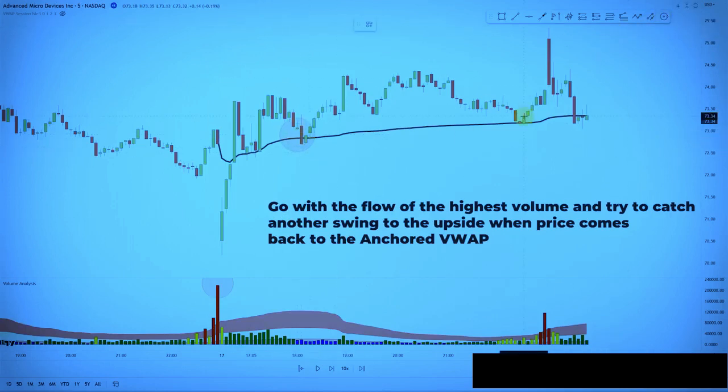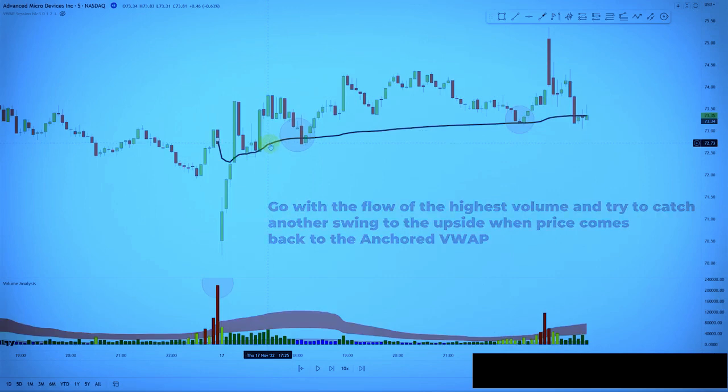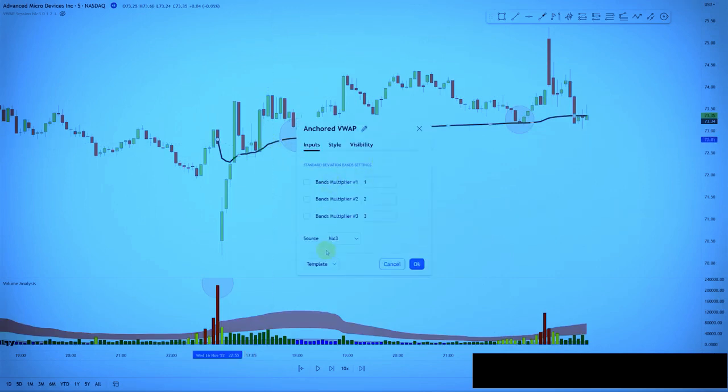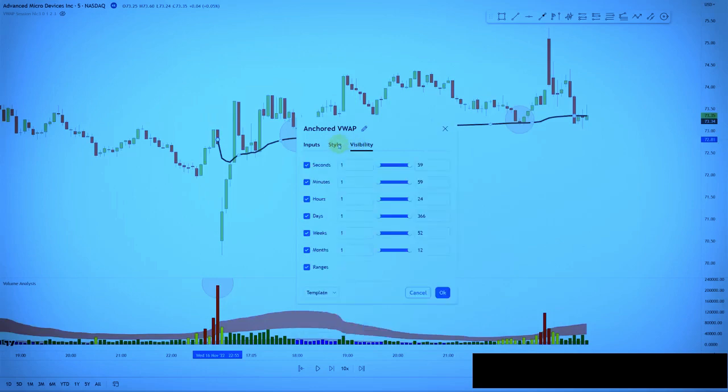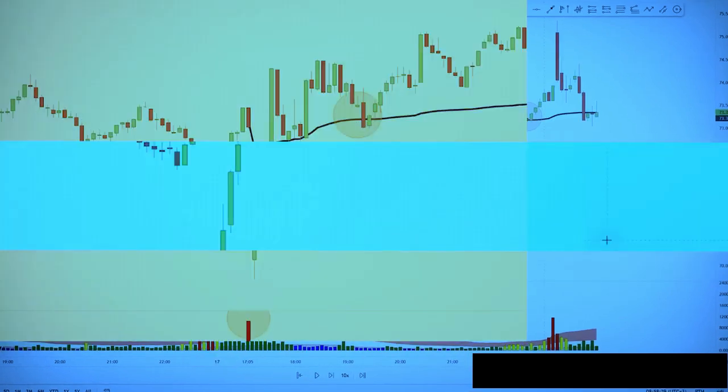You go with the flow of the highest volume and try to catch another swing to the upside when price comes back to the anchored VWAP. As a standalone study or when viewed with other oscillators, the anchored VWAP is a must-use tool in day trading.